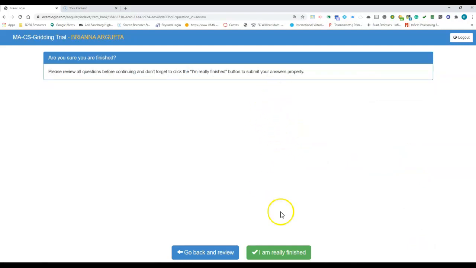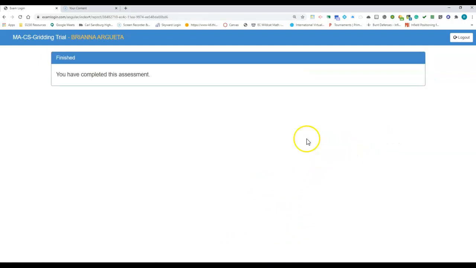Once you get to the end of your exam, all you have to do is click, I am really finished. And it'll score your exam for us, and we'll get the score automatically.